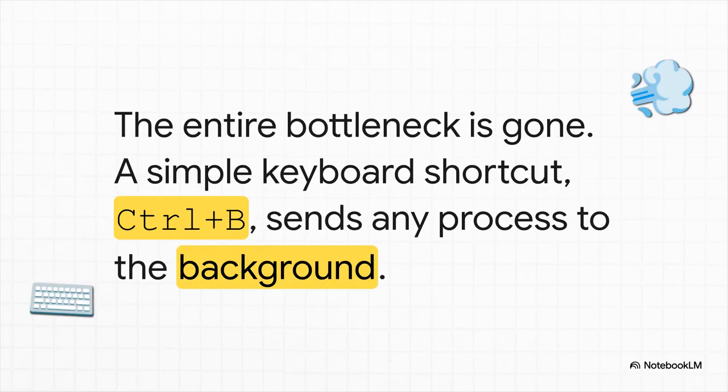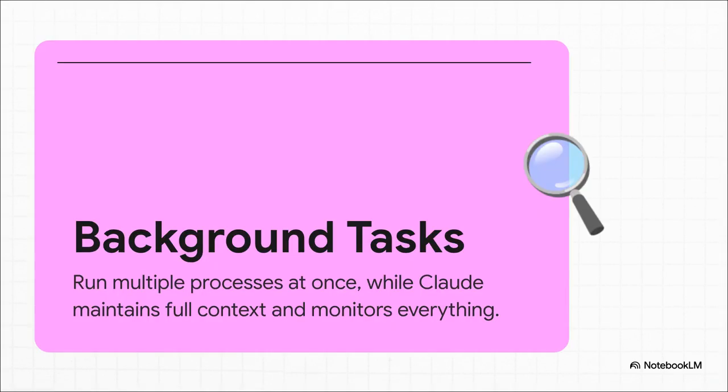That whole bottleneck, it's gone. A simple keyboard shortcut, Control-B, sends whatever process you're running straight to the background. You're freed up instantly. This lets you run your server, your tests, whatever you want, while you keep on coding and talking with Claude without missing a beat. And the whole time Claude is in the background, monitoring what's happening in that task, fully aware of its status.